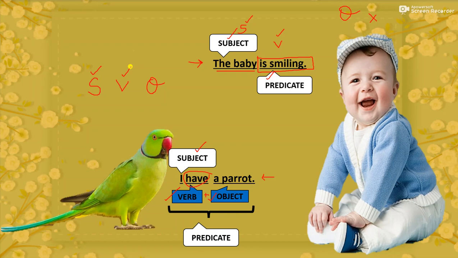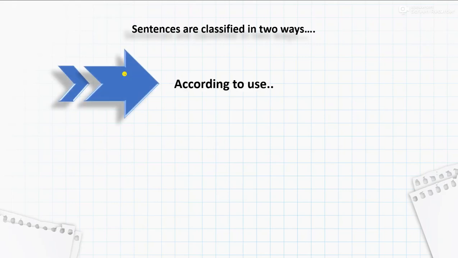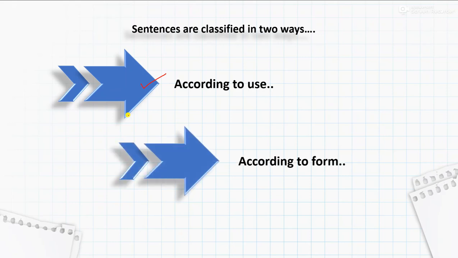So now moving ahead, basically on the basis of this structure, we have classified sentences into two types, or you can say we have come up with two ways of classifying sentences. The first is according to the use. How do we use a sentence in our day-to-day communication? That is the first criteria. And the second is according to the form. How have we framed the sentence, or how have we created that sentence? So this becomes your second form.